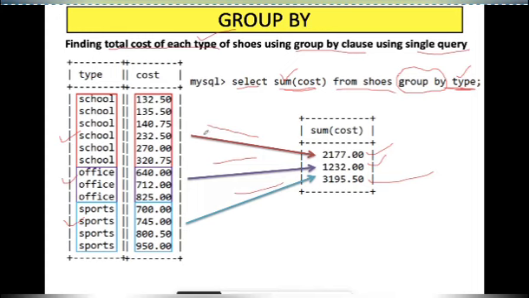So in this way the output is coming to you. But in this output it is not at all clear which type of shoes this sum is for, and which type this sum is for, and which type this sum is for. With this query, it is not clear which cost belongs to which type. So we'll modify this query further. Let us see how to modify this query.